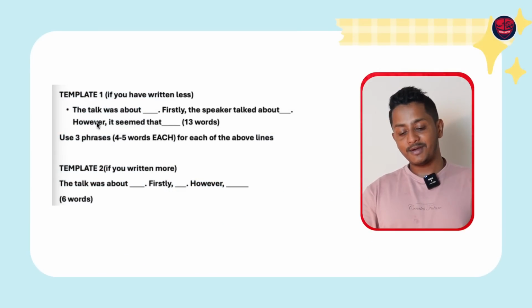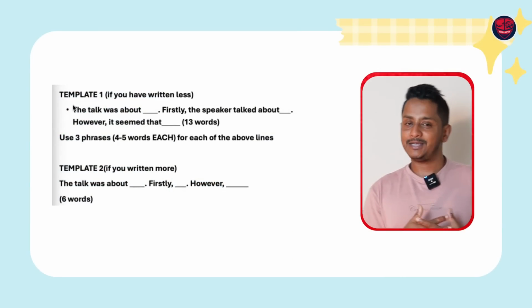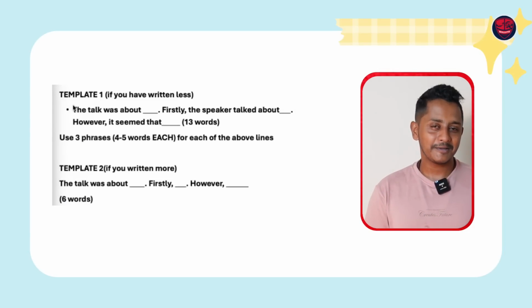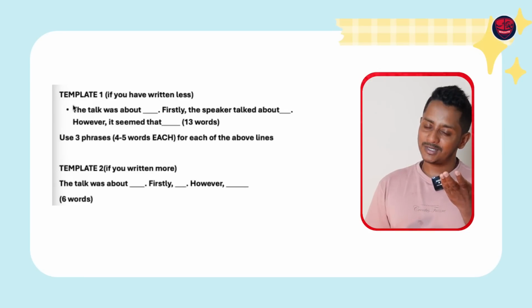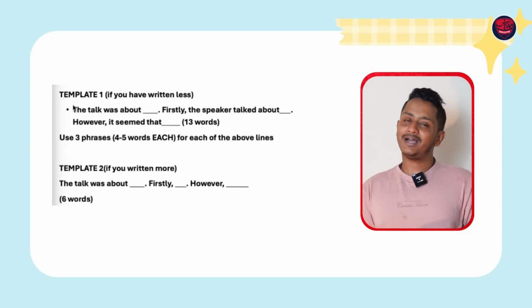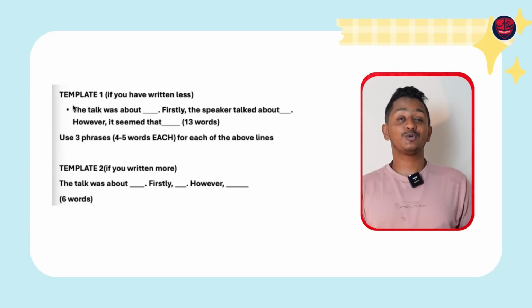Now we will also unveil another template for Summarize Spoken Text PTE Core. Similar template, let's say if you've written very little, it's hardly 20-30 words, then you can use this. The talk was about, firstly the speaker talked about, however, it seemed that. 3 phrases or 3 small sentences, 28-29 words, done and dusted. But let's say you already have written a lot, then don't use the first template for Summarize Spoken Text PTE Core. You can use the second one. The talk was about, firstly, however, as simple as that. Use the same thing, you don't need to write a lot, even 3 small sentences would work.